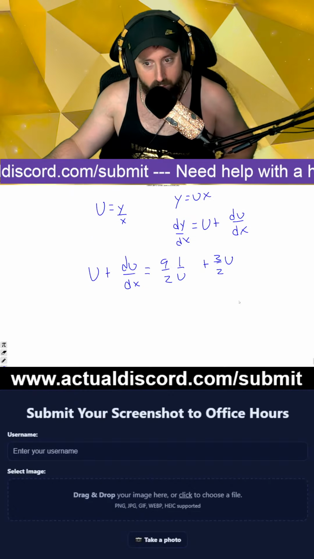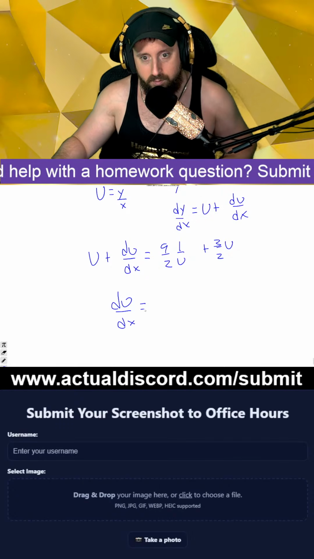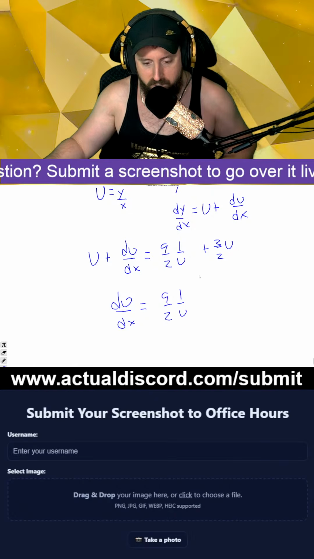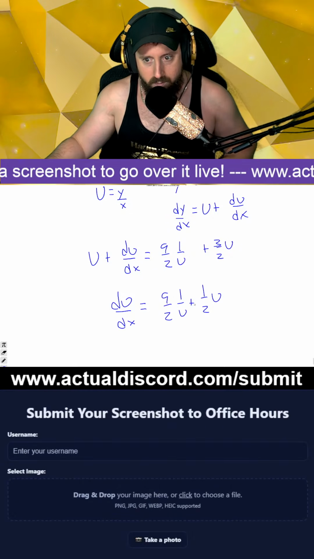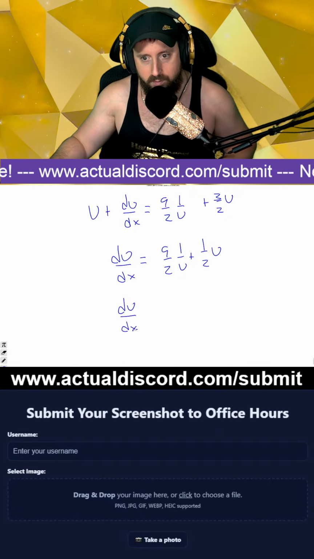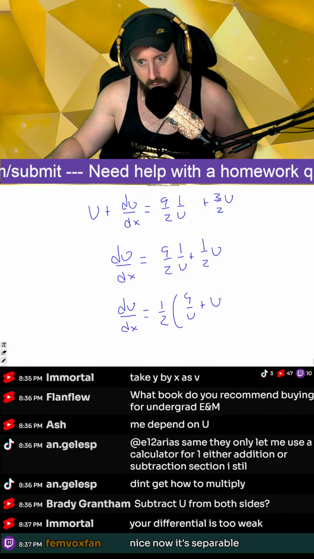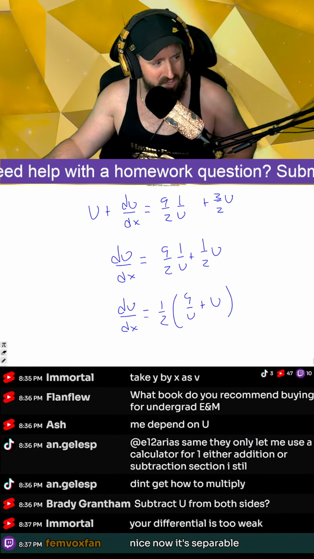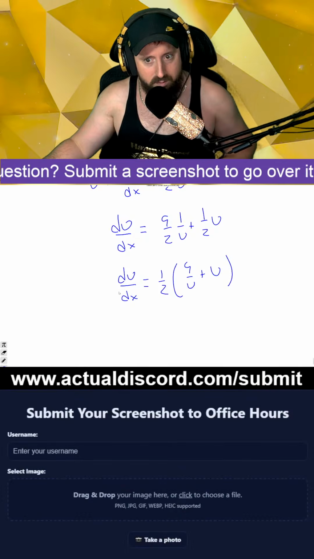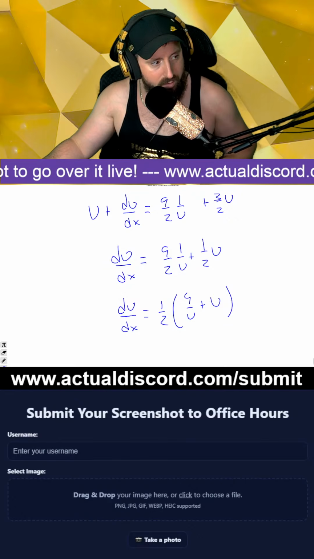Subtract u from both sides? Oh, yeah, I guess you can. Nice. Okay, wait. So du/dx is equal to 9/2 over u, and then 3/2 minus u is 1/2 u, yeah? Oh, sick. Okay, wait. So du/dx is equal to 1/2 times (9 over u plus u). And then, do I just integrate this? Right? Wait, where's my x, though? Isn't there supposed to be an x around here somewhere?